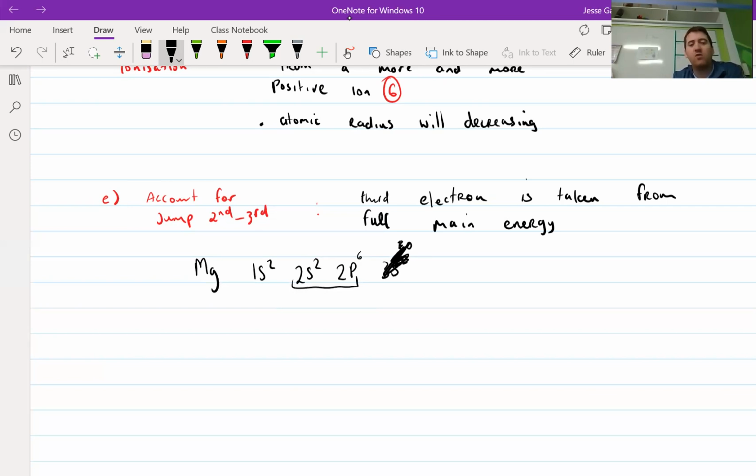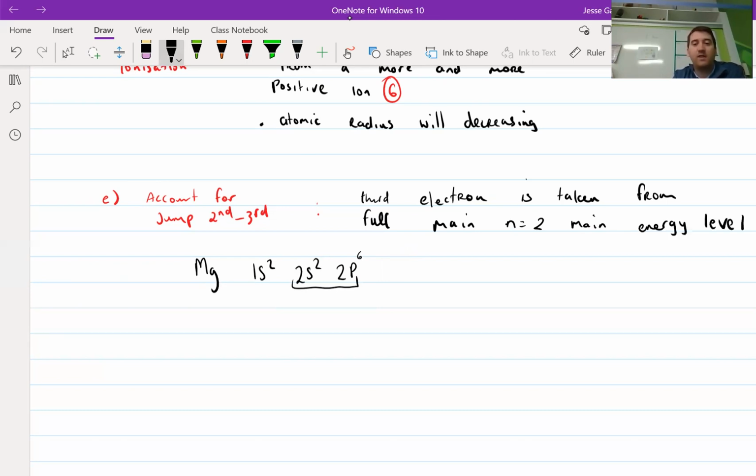And again, most of my students were able to answer this, so I don't think this is too difficult. Third electron is taken from a full main energy level, or you could say full main. You could even be more specific. N equals 2 main energy level. I think that's energy level.